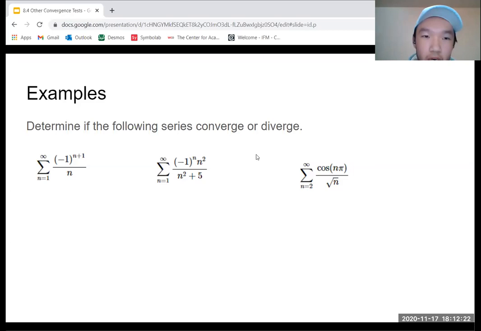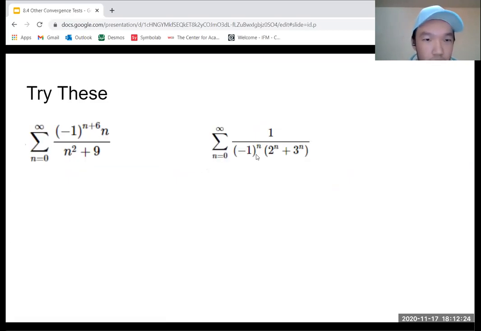All right, I'm going to give you guys 6 minutes to do these 2 examples here. So try these.